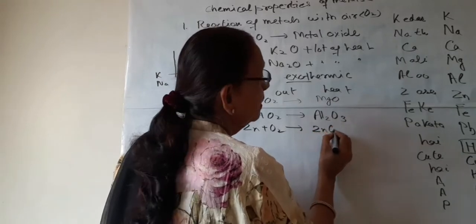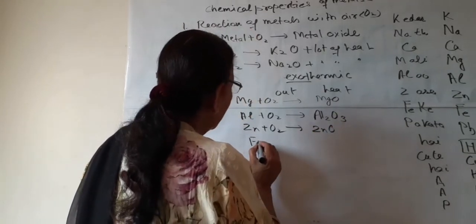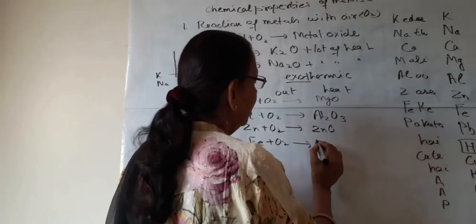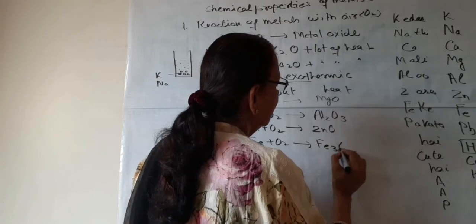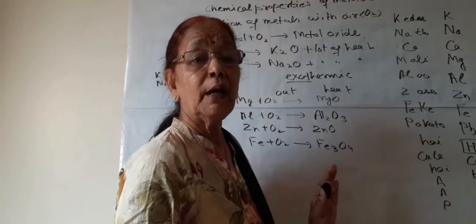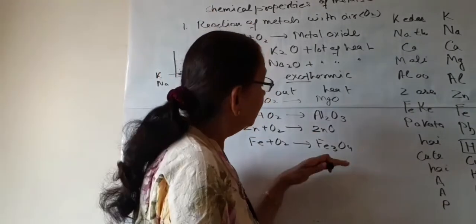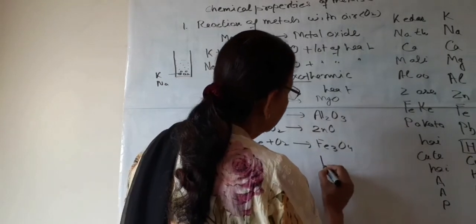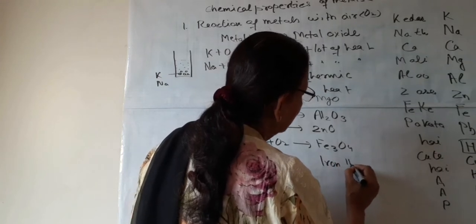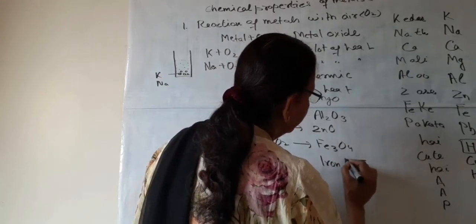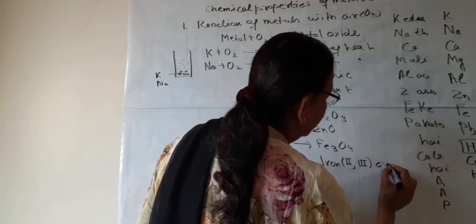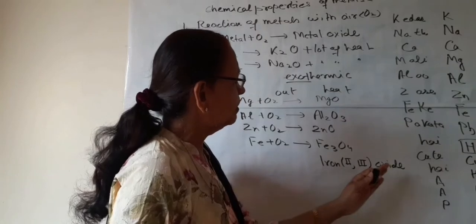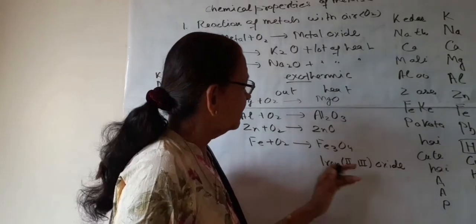Likewise with zinc, ZnO is formed, zinc oxide. With Fe, the oxide which is formed is Fe3O4. And what is the name of this oxide? Normally we can say iron oxide, but it is iron 2,3 oxide. What does it mean? Why is it iron 2,3 oxide? What is this 2 and what is this 3?